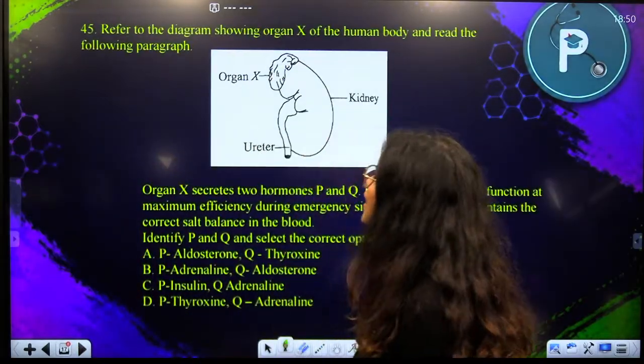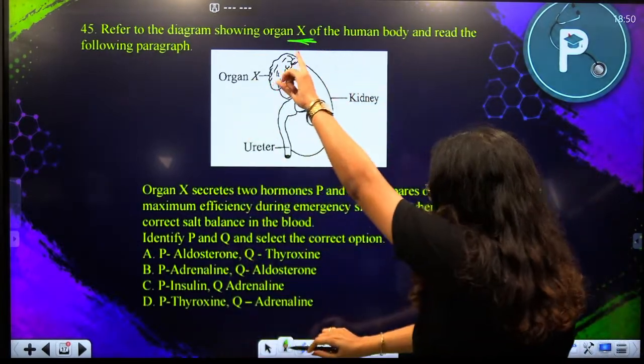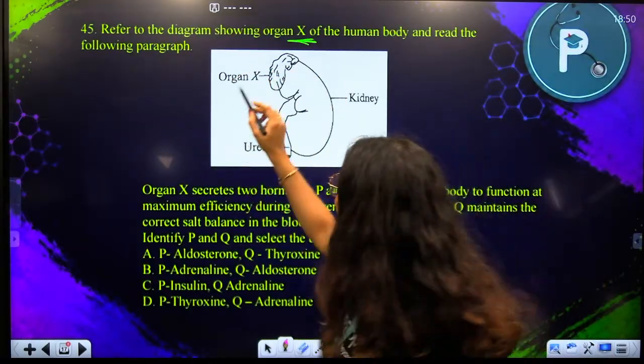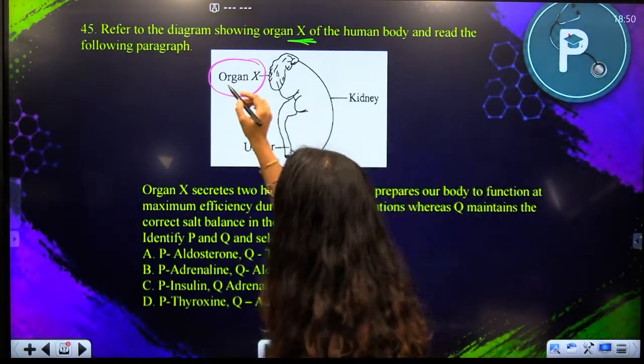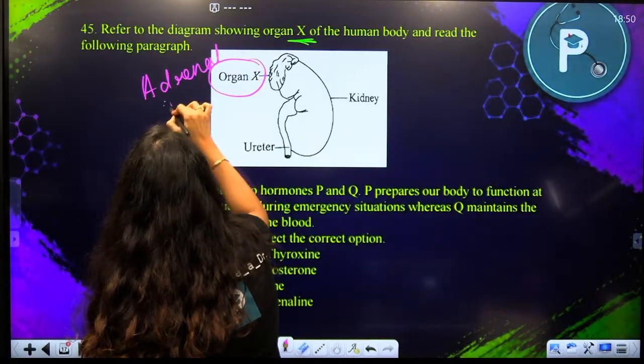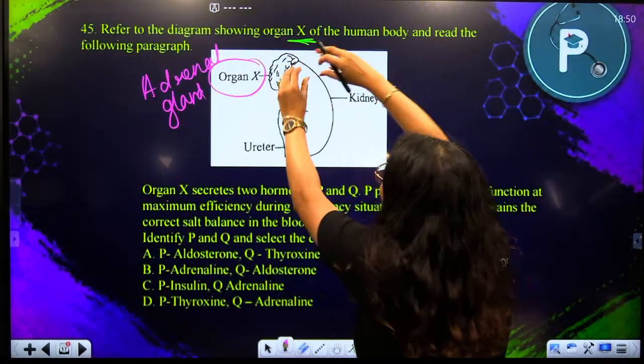Let's see. Refer to the diagram showing organ X. When you look at organ X, what do you see? Organ X here is an adrenal gland, isn't it? Let me write it here. It is an adrenal gland because you can see it is present on the anterior part of the kidney, on the kidney like a cap.